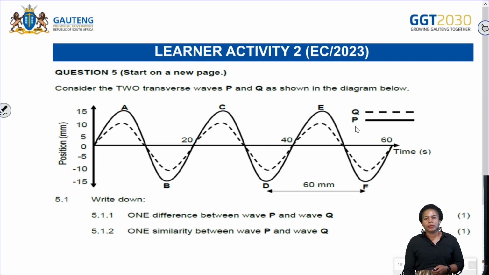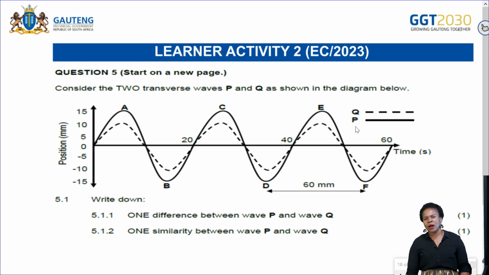Okay. Let's look now at activity number 2. This one is taken from EC 2023. So it's recent papers that we are using as part of properly understanding in detail our theory today. Taken as question number 5, it says consider 2 transverse waves P and Q, as shown in the diagram below.